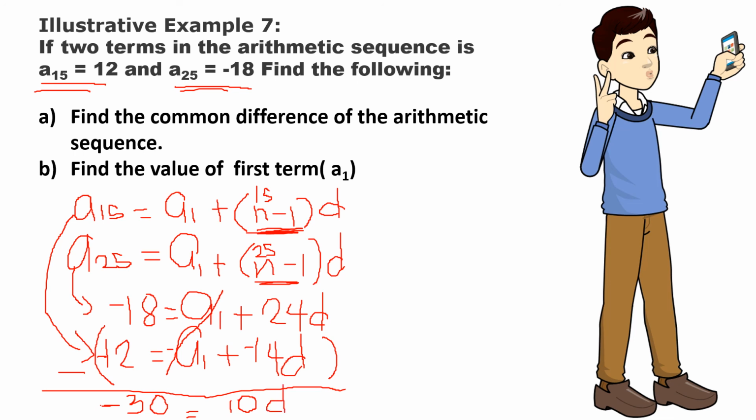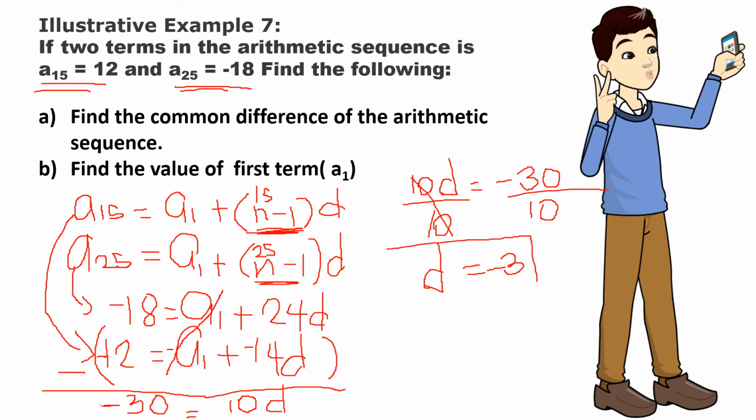Then para ma-solve natin yung D, we have 10D equals negative 30. Then divide natin by 10 both side of the equation para maging 1 na lang, which is D equals negative 30 divided by 10. The answer is negative 3. So this serves as the value of our difference, D. Okay, next, find the value of the first term.